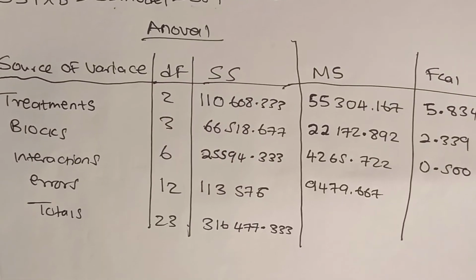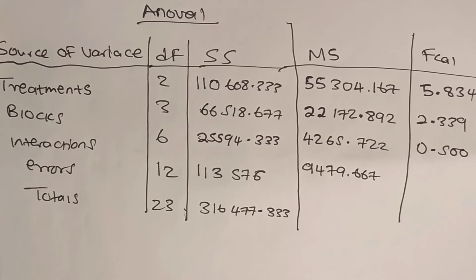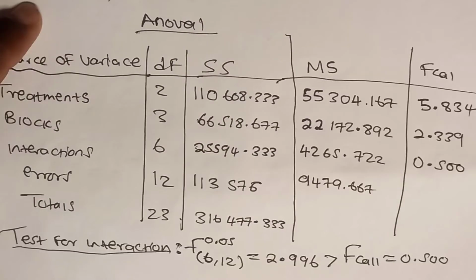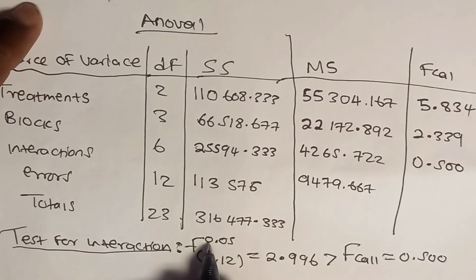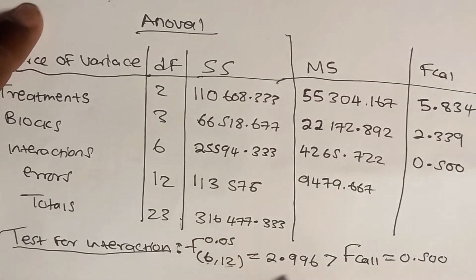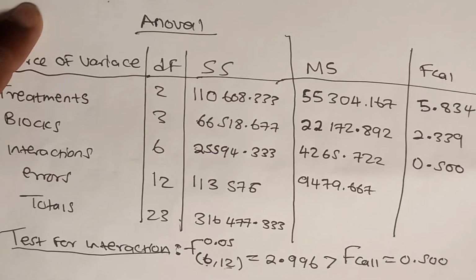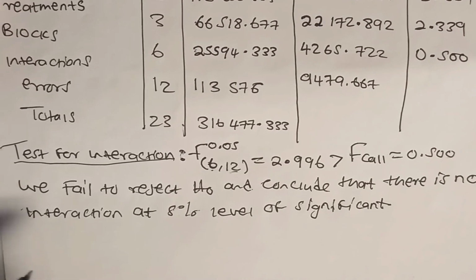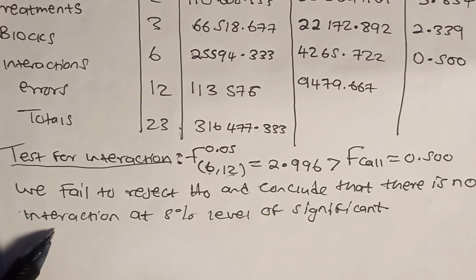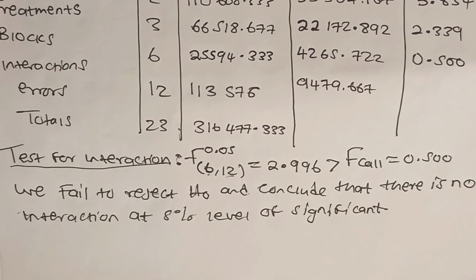We have to test for the interaction first. Since our F tabulated with degrees of freedom 6 and 12 is bigger than the F calculated, we fail to reject H0 and conclude that there is no interaction at the 5% level of significance. Since there is no interaction, we have to test for the main effects.